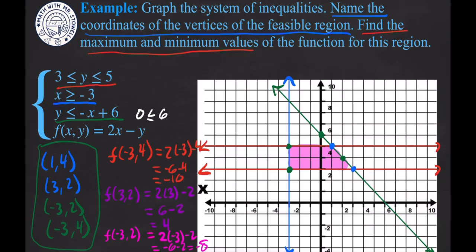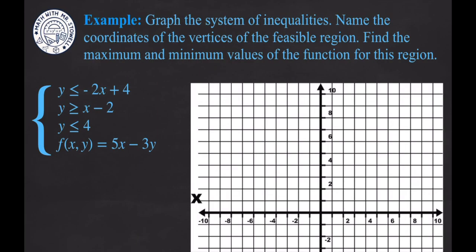So putting these together, we see that our maximum value is going to end up to be this 4, and the minimum value is going to be negative 10. So let's write that out. Max equals 4, and min equals negative 10. So our maximum is 4, and our minimum is negative 10. And our vertices are 1 comma 4, 3 comma 2, negative 3 comma 2, and negative 3 comma 4.